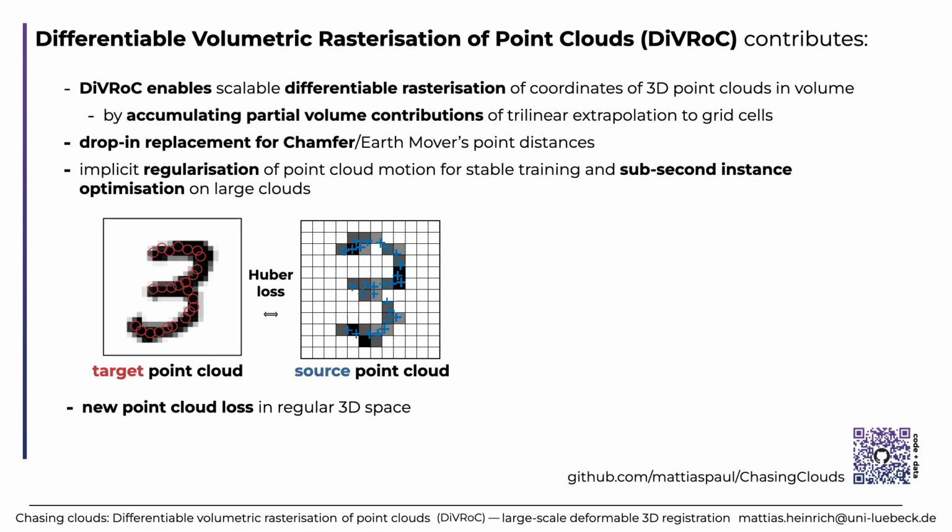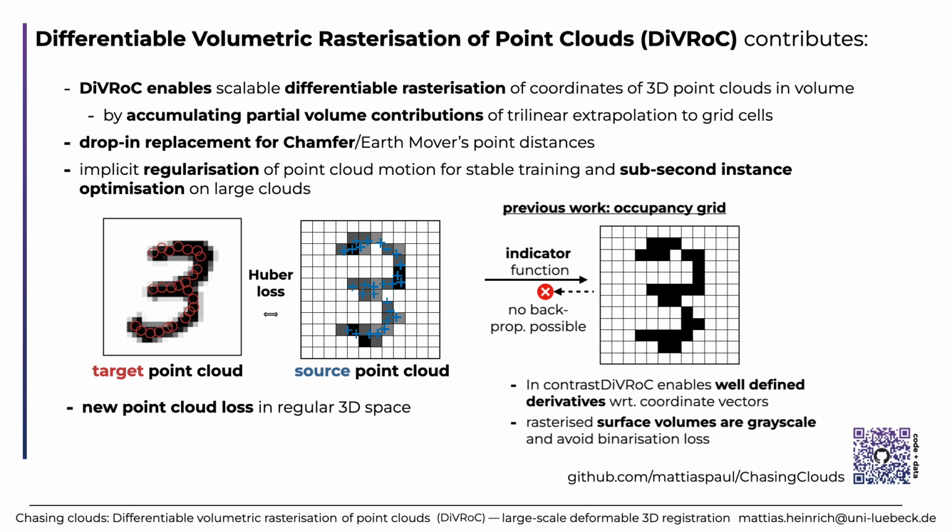We propose to perform an intermediate rasterization of the coordinates by efficiently accumulating partial volume contributions in a grid based on trilinear extrapolation. DiffRock scales well for large-scale point clouds and can be used as a drop-in replacement for chamfer or earth movers distances. It also enables us to efficiently regularize and extrapolate the initial sparse 3D point cloud fields.